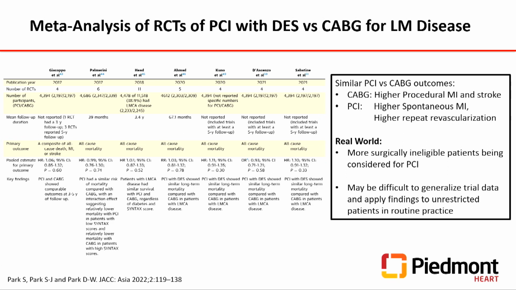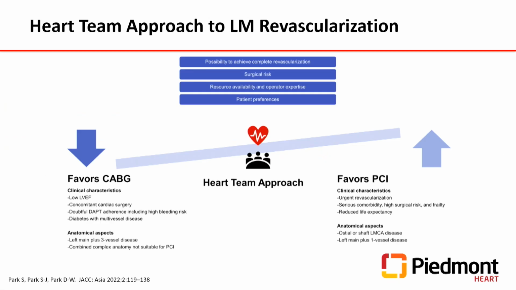Having said all that, though, in the real world, most of us, when we're faced with left main cases and doing left main PCI, these are often surgically ineligible patients, either because they're too high risk from multiple comorbidities or because of patient preference. So what I would say is that it may be difficult to generalize some of this trial data and apply these findings to unrestricted patients in routine practice that we see commonly. But that said, we still need to make a decision about how to revascularize a patient with left main, and I would submit to you that that needs to be done with a heart team approach.